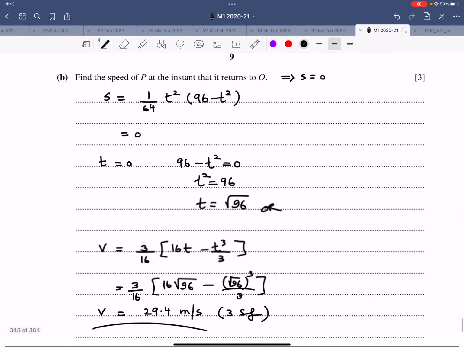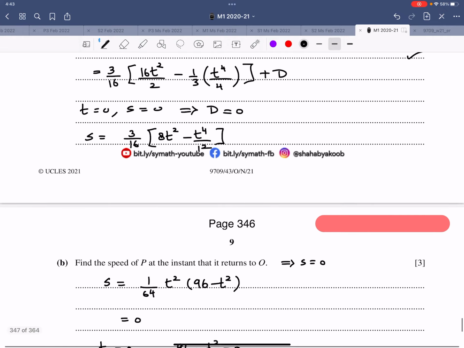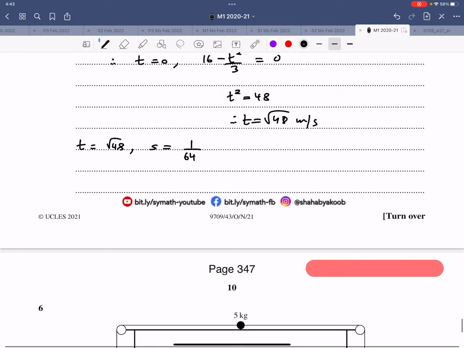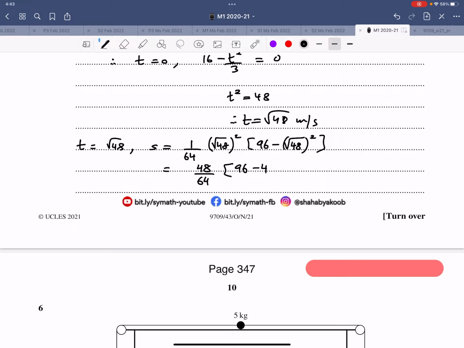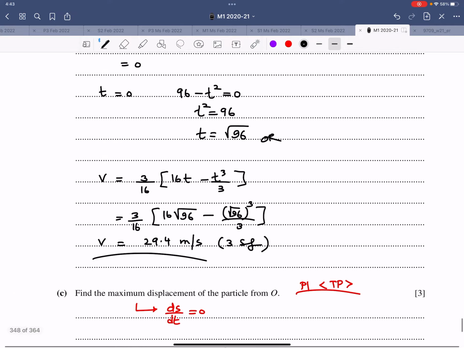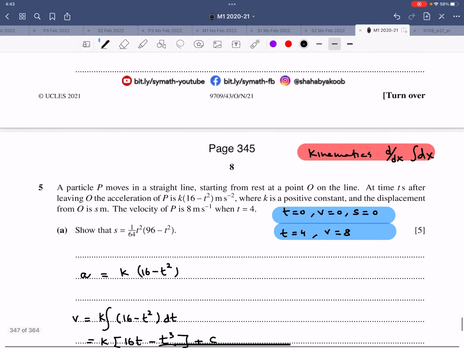And it's t square, 96 minus t square. So this is t square and 96 minus t square. So therefore this is 48, this is 64, this is 96 minus 48, and you will get a clear answer that comes out to be 36 meters. Now this was question number 5, and this was about kinematics.